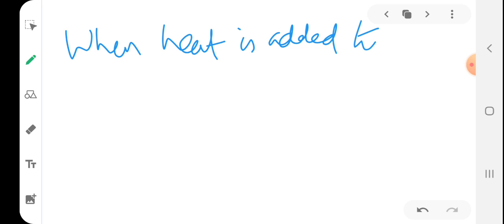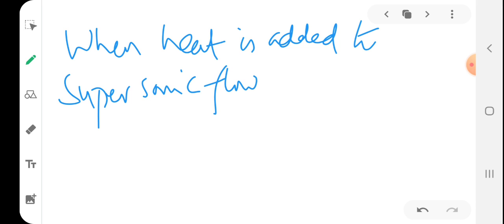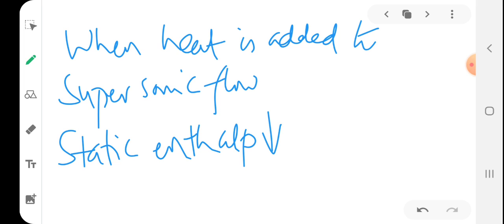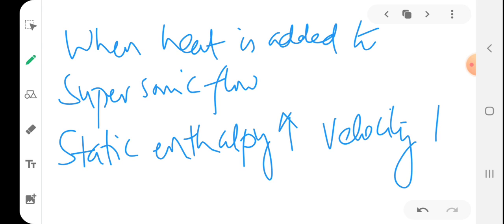So when heat is added to supersonic flow, what happens? Static enthalpy increases, and velocity decreases. So the net effect of decreased velocity and increased temperature causes what? What will happen to the Mach number? The Mach number also decreases. If velocity decreases, Mach number also decreases.